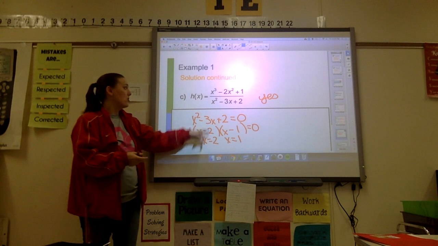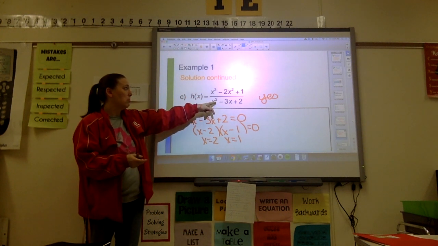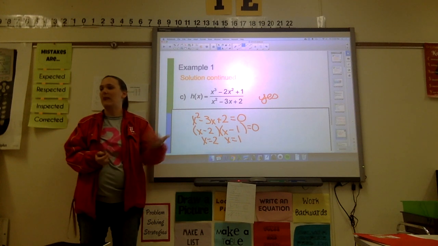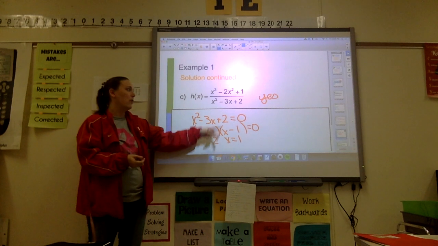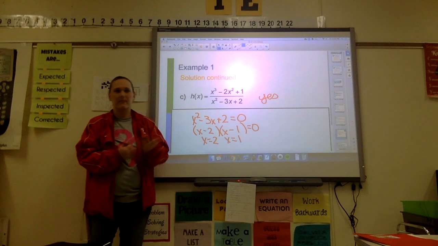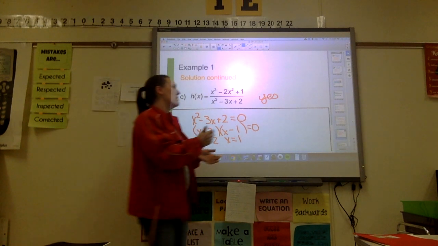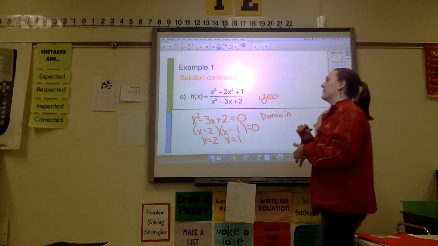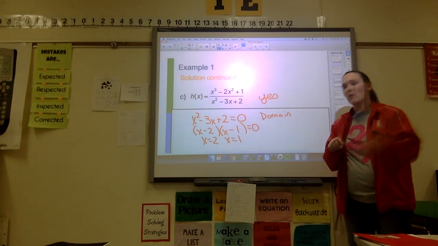So if I plug in 2 here, I have a 0 in the denominator. We can't do that, so it doesn't work. If I plug in 1, a 0 in the denominator, doesn't work. So what is my domain? All real numbers except 1 and 2. That is one way to write that.